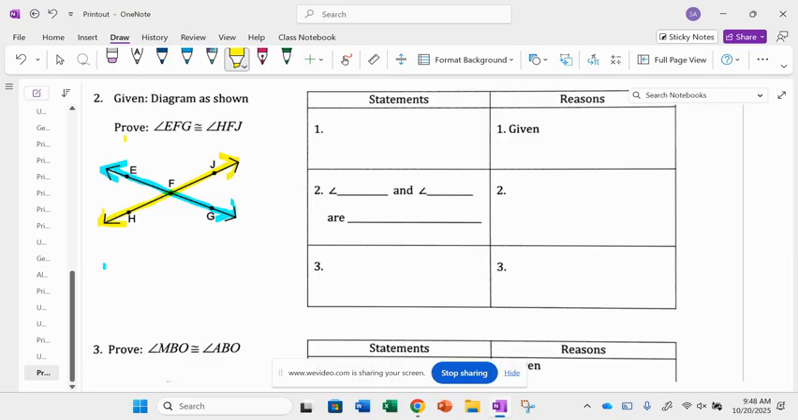So what's the first thing we always write in our proof? First thing we always write is our what? Stella? The given. So I'm going to write statement 1, which is our given. It says diagram as shown. And the reason is given.